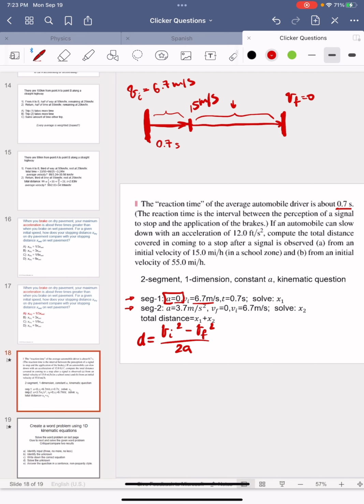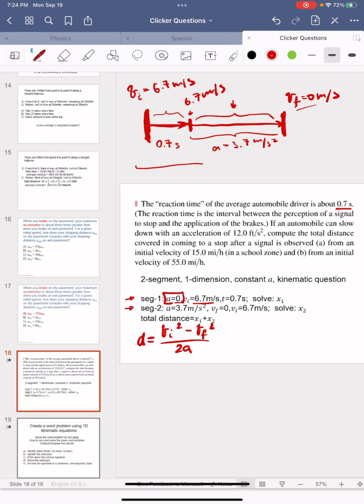And T is 0.7, here's the same thing, 6.7 meters per second. But at the second part, right here, acceleration is already 3.7 meters per second squared. The final velocity, as I said, is 0 meters per second. And V initial is the same. I also already said that.